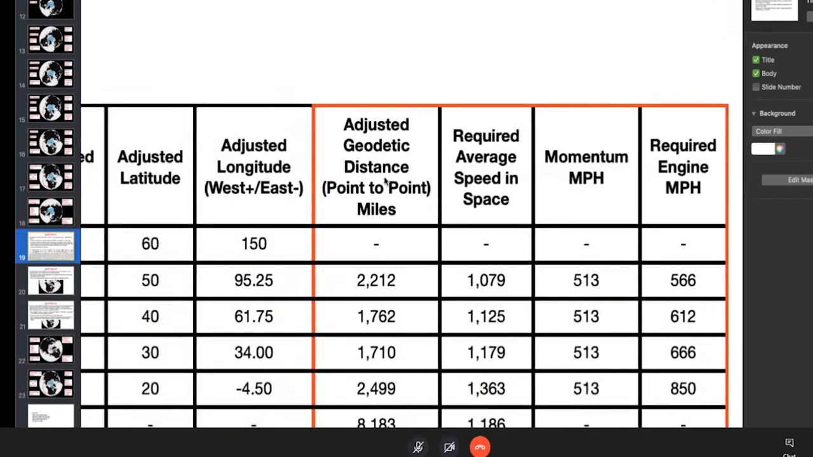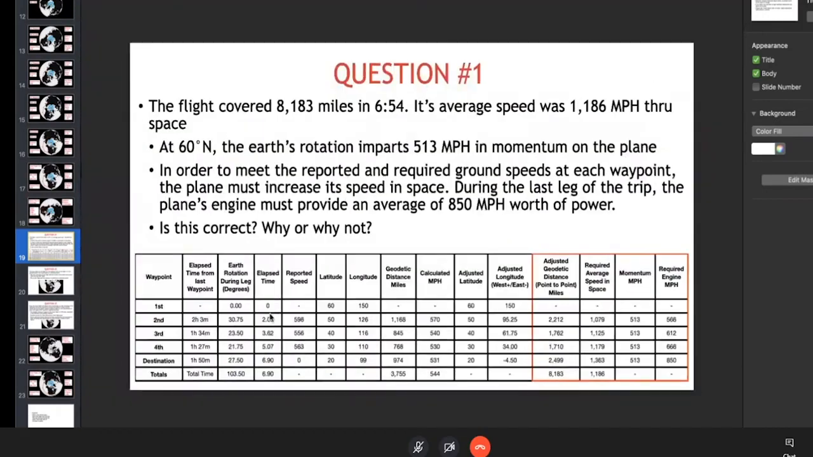These are the adjusted geodetic distances, the great circle distances for each leg of the trip. This is their required speed. So as I showed you earlier, it increases for each leg of the trip and then drastically increases on the last leg. The momentum that they inherited, or the speed that they inherited, and the required engine speed that they had to make up. So they had to increase their speed in order to catch up to Mexico City, essentially, as they went south. And at the end, they were adding 850 miles an hour to the speed that they inherited. How did they do this? Is this correct? Why or why not?